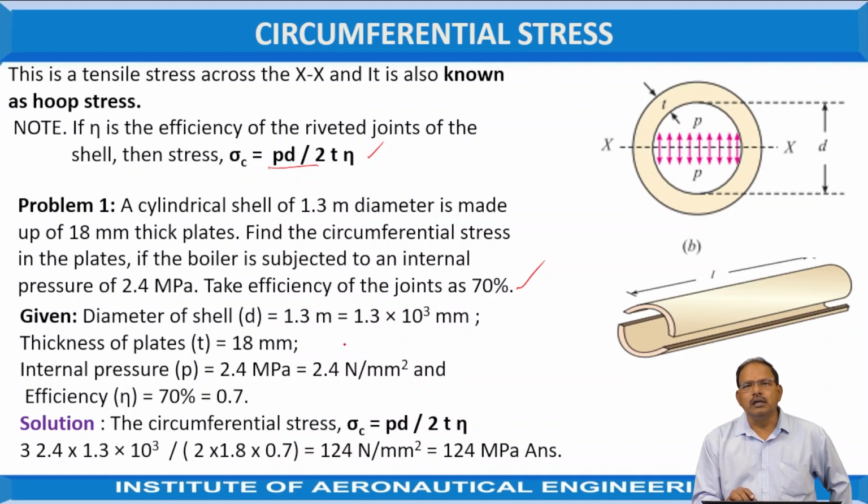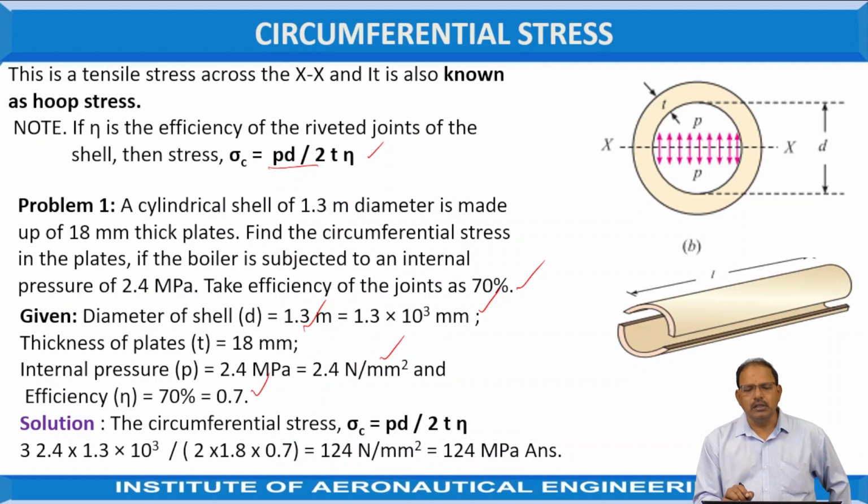Since we are taking all the dimensions in millimeters, we convert it: 1.3 into 10 to the power of 3 mm. The thickness of the plates is equal to 18 mm. Internal pressure is equal to 2.4 megapascal, which we can take as 2.4 newtons per mm square. The efficiency of the joint is equal to 70%, which is equal to 0.7.